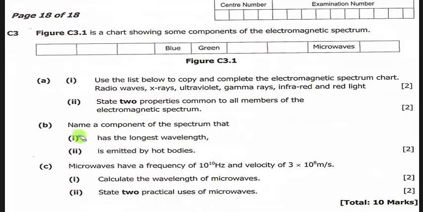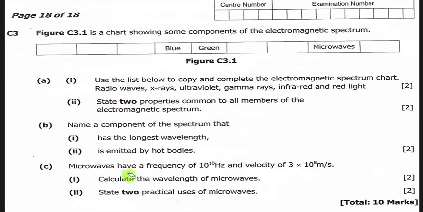Then B, name a component of the spectrum that 1, has the longest wavelength, 2, is emitted by hot bodies. Then C, microwaves have a frequency of 10 to the power 10 Hz and velocity of 3 times 10 to the power 8 meters per second. Then 1, calculate the wavelength of microwaves. 2, state 2 practical uses of microwaves.